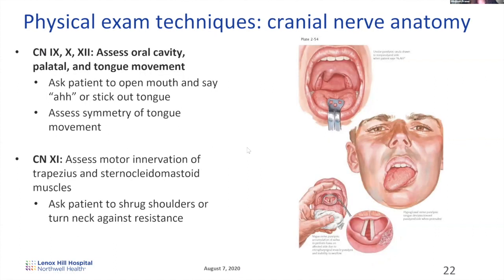Okay, so assessing cranial nerves 9, 10, and 12. This would just be assessing the oral cavity and palate and tongue movement. The best way to do this, there's a few different ways, but one way is to ask the patient to stick their tongue out and say ah. When they say ah, the first thing that you want to look at is the back of the mouth at the uvula, because the uvula should move whenever you speak, and also when you say ah.